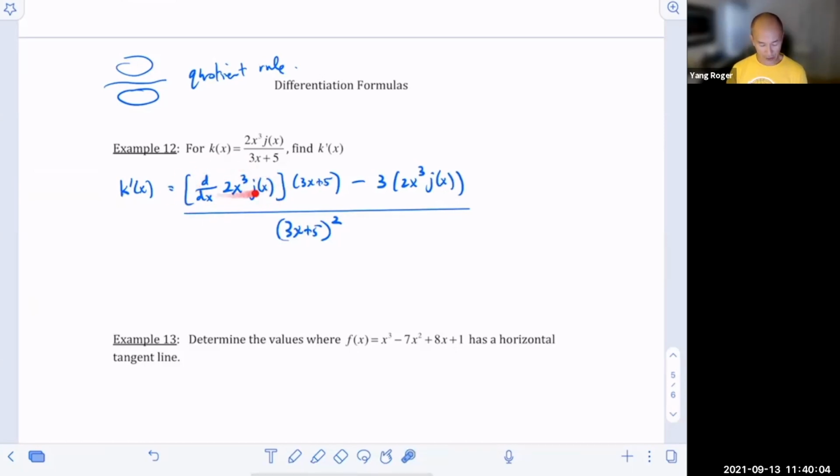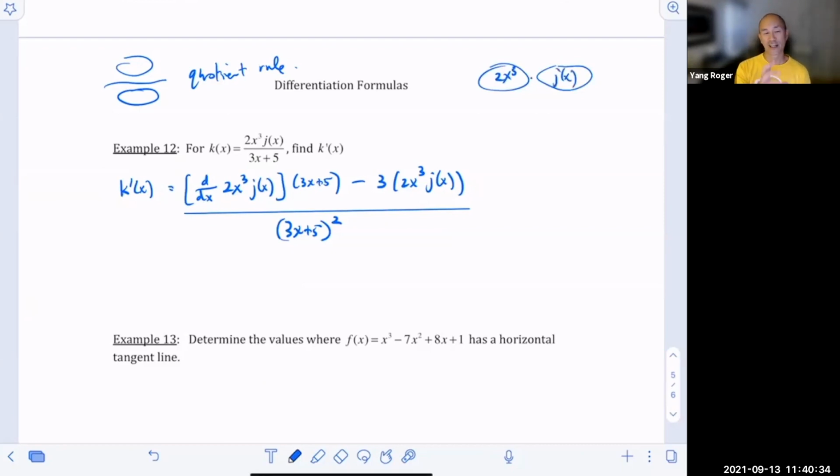What rule do I need to use to find the derivative of this guy? Audrey sees it. Lucine sees it. Okay, this is a product rule, right? Because when you look at this, it's like this is something times something, where one thing is the 2x cubed and the other thing is the j of x.